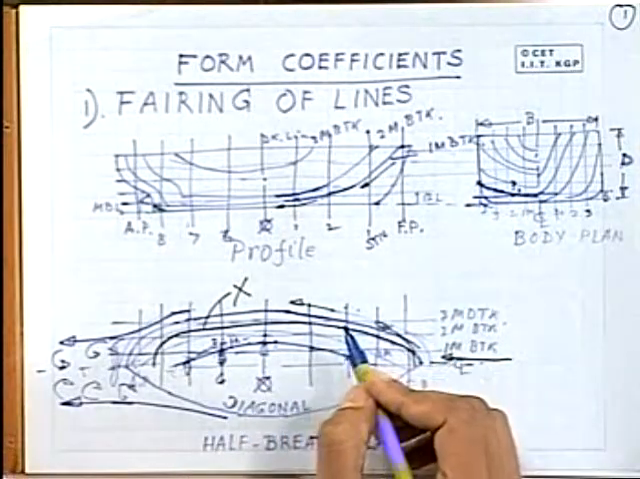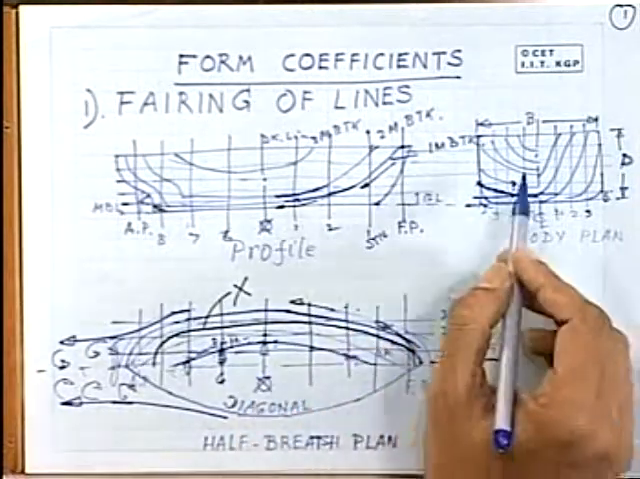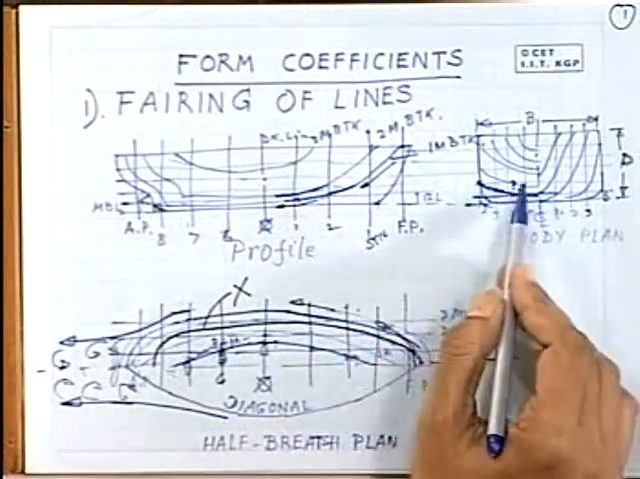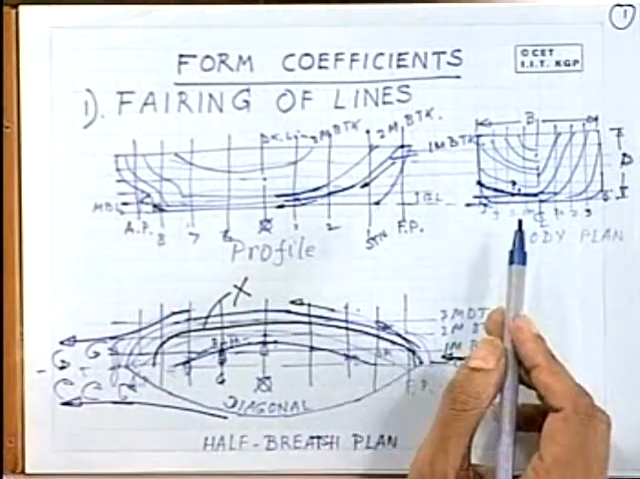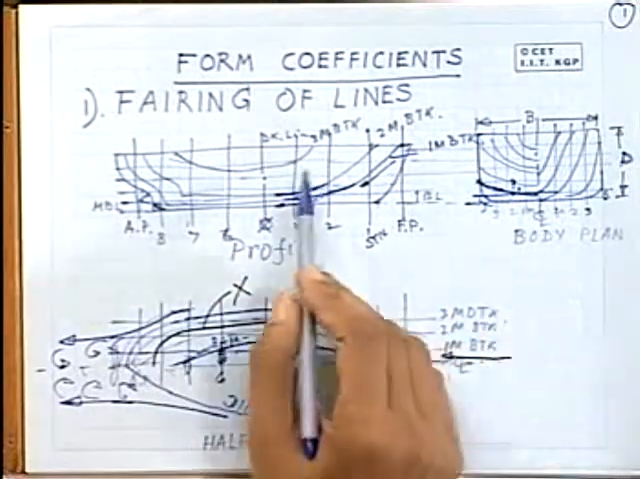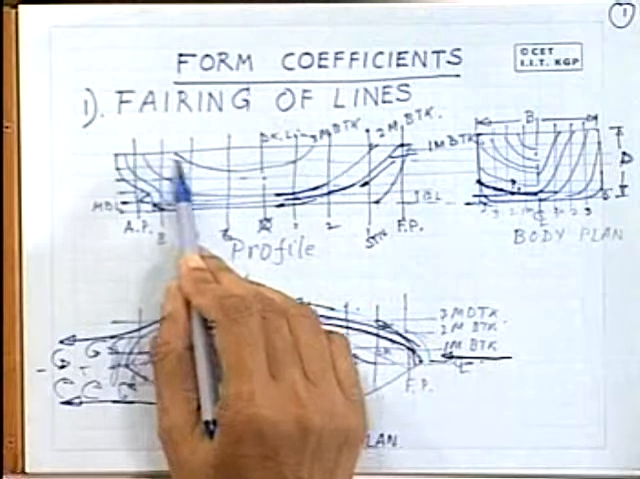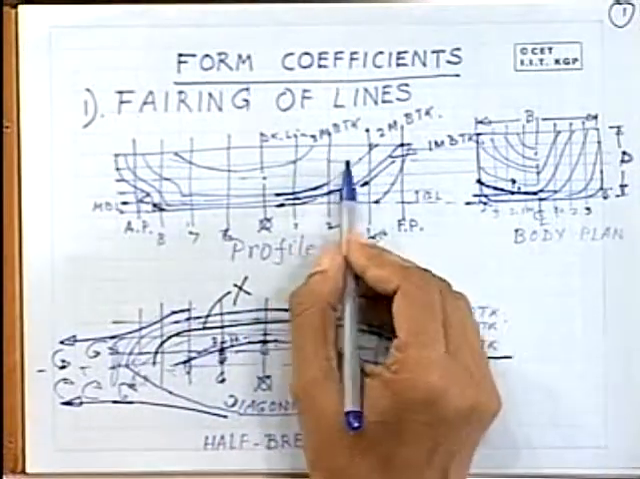So this process is called fairing, till one obtains the projections of the measure of nearly all the points to be the same in the body plan, in the half breadth plan, and also in the buttocks. Now, these buttocks are the longitudinal sections. Here also you can find the projections.